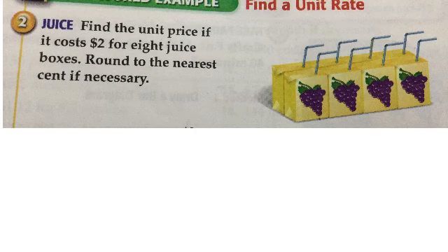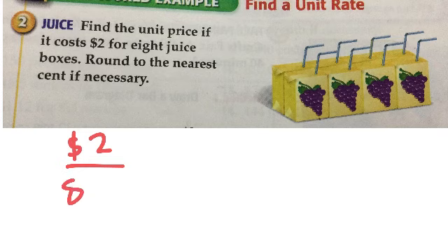Okay, it tells me to find the unit price. If it costs $2 for 8 juice boxes, round to the nearest cent if necessary. So I've got these 8 total juice boxes, and they cost $2. So the unit price is going to be the number of dollars per box. So in this case, I'm putting the dollars in the numerator, which cost me $2, and in the denominator is the number of boxes. That was 8 juice boxes.